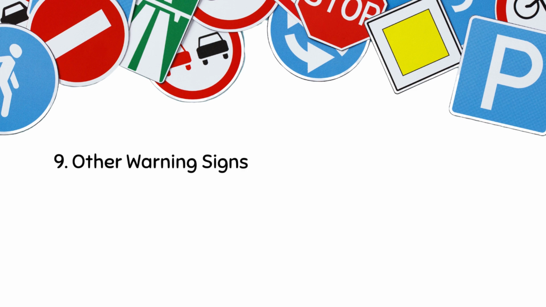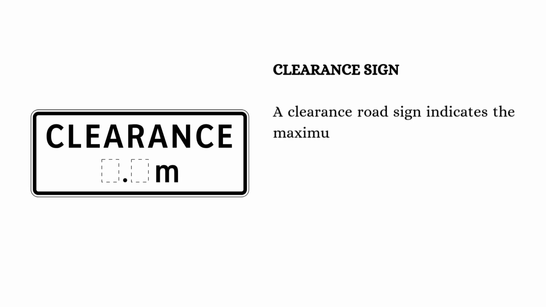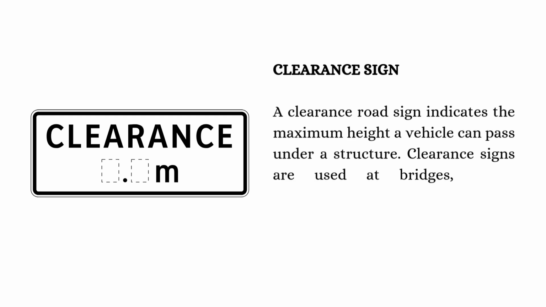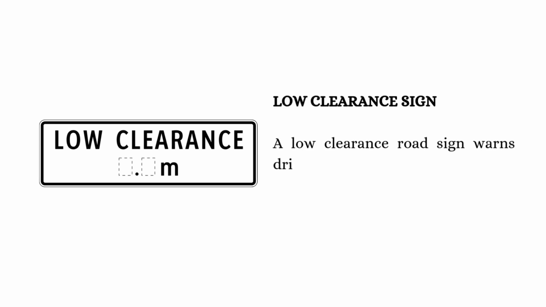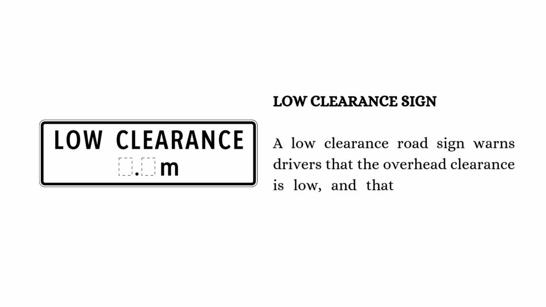9. Other warning signs. This includes vertical clearance. Clearance sign. A clearance road sign indicates the maximum height a vehicle can pass under a structure. Clearance signs are used at bridges, drive-thrus, parking lots, and overpasses to prevent damage to property and injuries. Low clearance sign. A low clearance road sign warns drivers that the overhead clearance is low, and that they should be cautious.